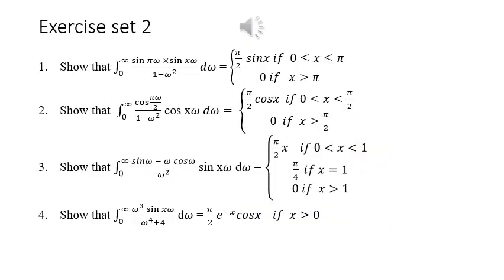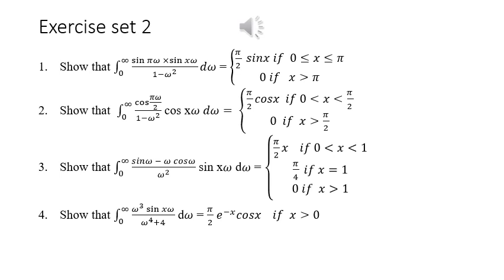Here are some problems for you. In the first problem, we are having the integral from 0 to infinity of sine pi omega into sine x omega divided by 1 minus omega square. Here we are having the presence of sine x omega, so it is better to use the Fourier sine integral representation. And what about the function? The function should be sine x. Leave the constant part. So take sine x for 0 less than x less than pi.